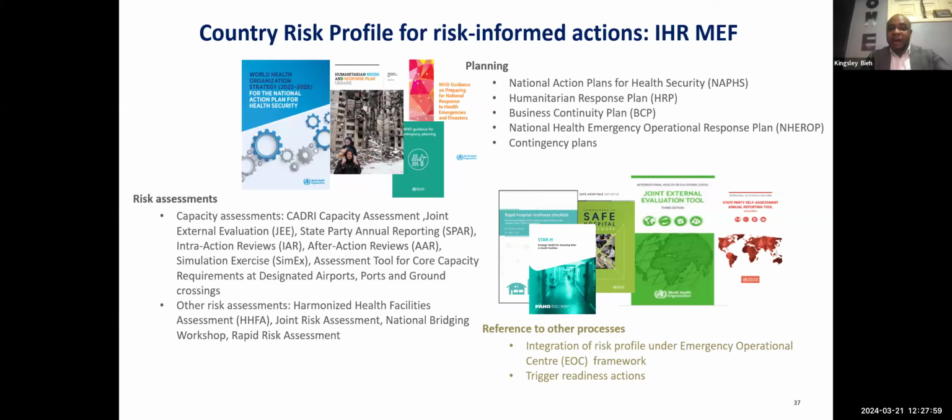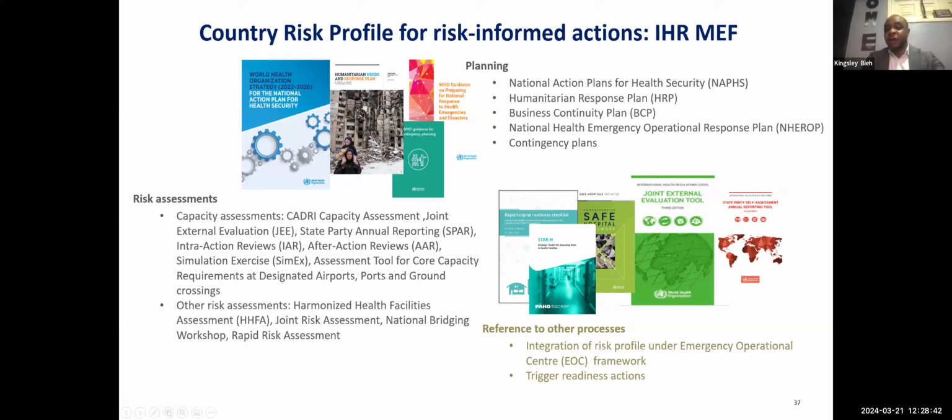So here again, we have developed the country risk profile for risk-informed actions. How is this informing the IHR monitoring and evaluation, like the NAPS planning processes in country? The health consequences that you have derived from the STAR and drafted can be consolidated to inform planning. We started with NAPS and other IHR monitoring and evaluation frameworks, but it can also potentially inform other planning processes in country, like the humanitarian response plan and others on the list.